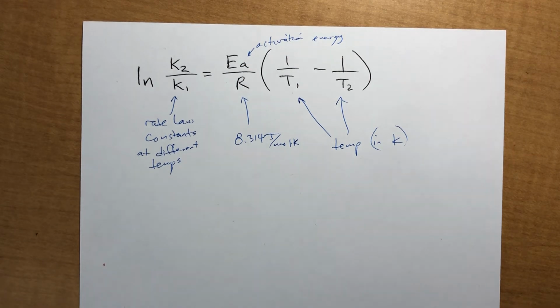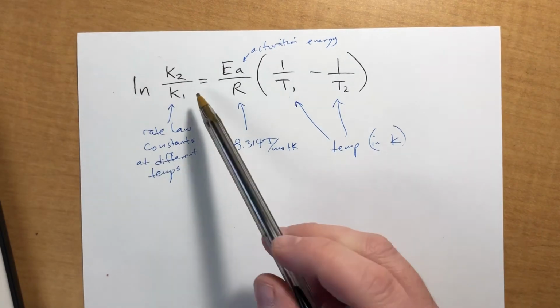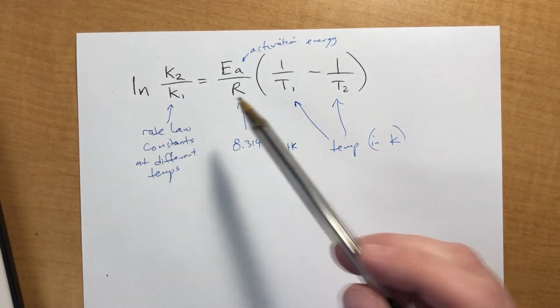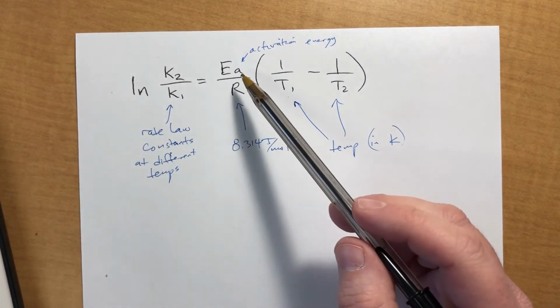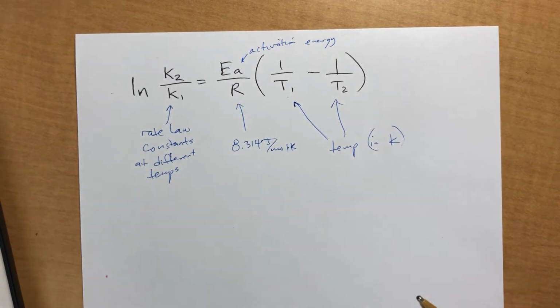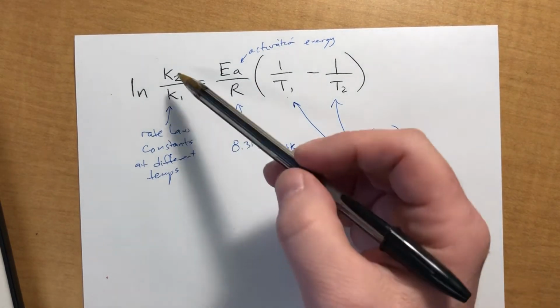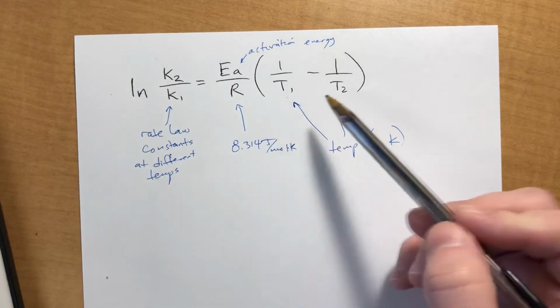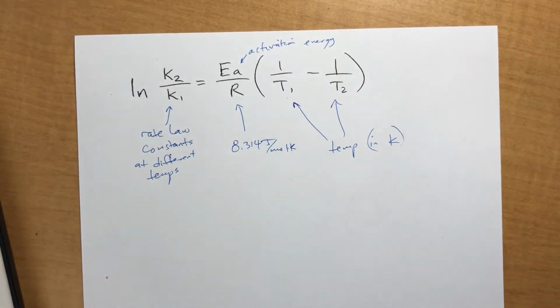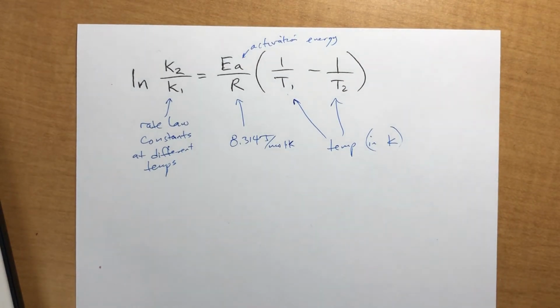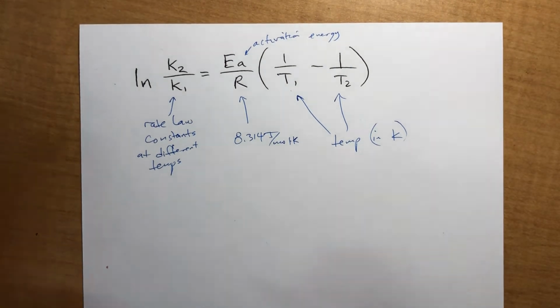Last time we did this, the other version of this equation that we saw, we had two different pressures at different temperatures, and then we were solving for delta H of vaporization. This time, we're doing rate law constants at different temperatures and solving for activation energy. But it's pretty similar. So let's try an example just so you have one in your notes.